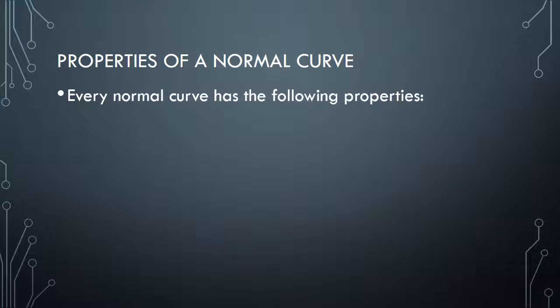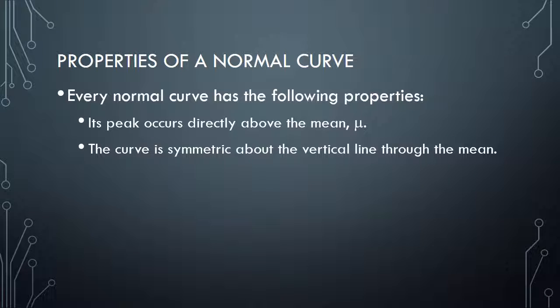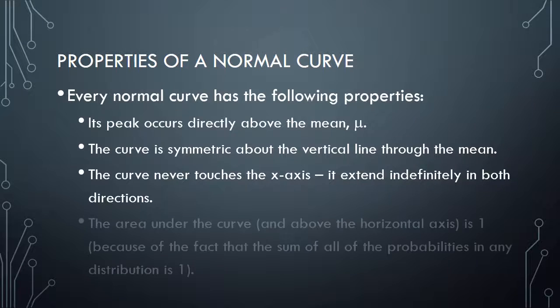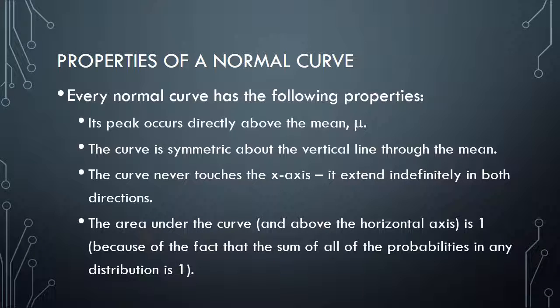Now, every normal curve does have these properties. Its peak, the highest point, is directly above the mean. The curve is symmetric about the vertical line through the mean. In other words, the left and the right-hand side are mirror reflections of each other. The curve never touches the x-axis. It extends indefinitely in both directions. And the area under the curve and above the horizontal axis is 1. The reason it's 1 is because it represents the sum of all the probabilities of that particular distribution. And when you add all the probabilities up for any distribution, you always get 1.